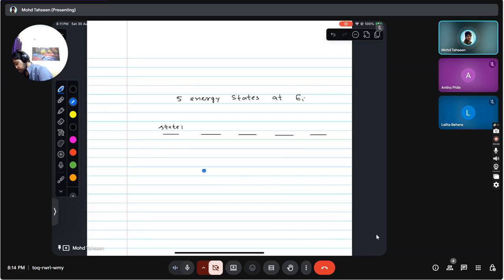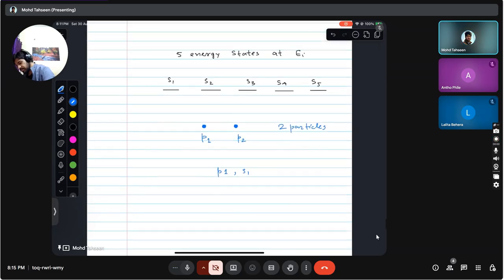And let's say I have only 2 particles. So this is particle 1, this is particle 2. Now what are the combinations? Let me call them P1 and P2, and the states S1, S2, S3, S4, S5, right? So if we make the combinations, what are the combinations going to look like? P1 S1 and P2 S2, right? So this may be one way.